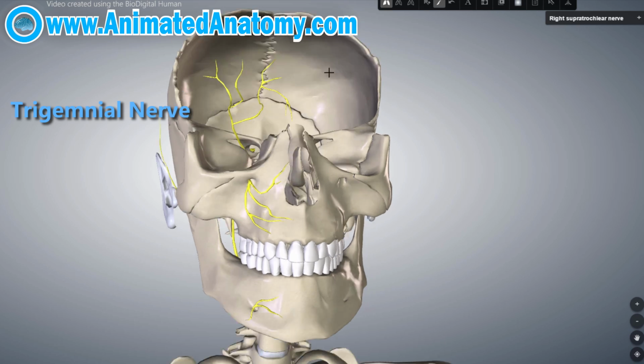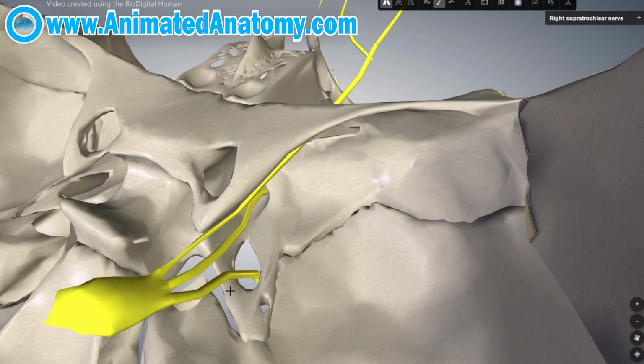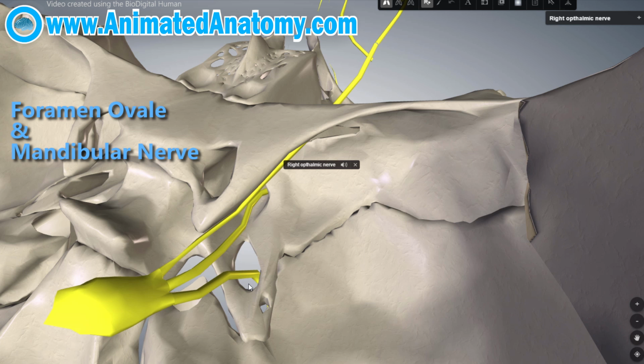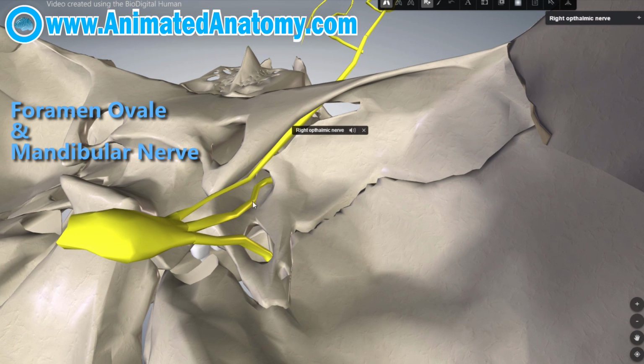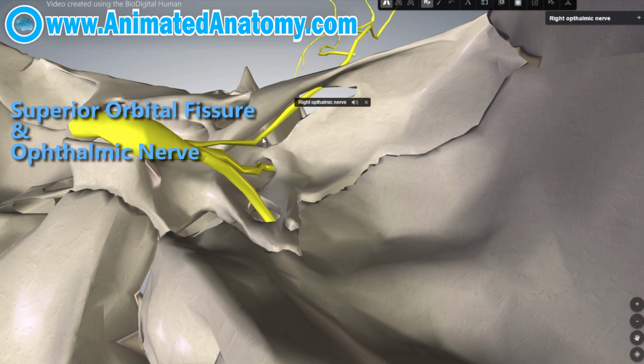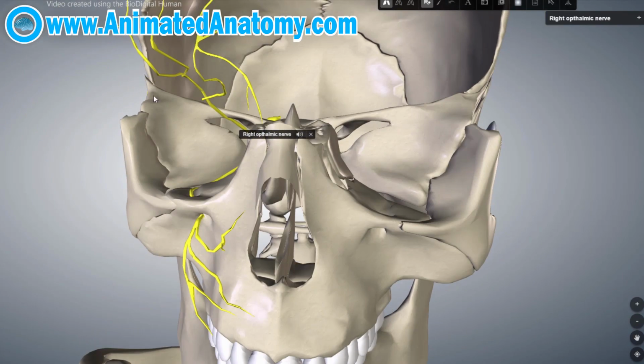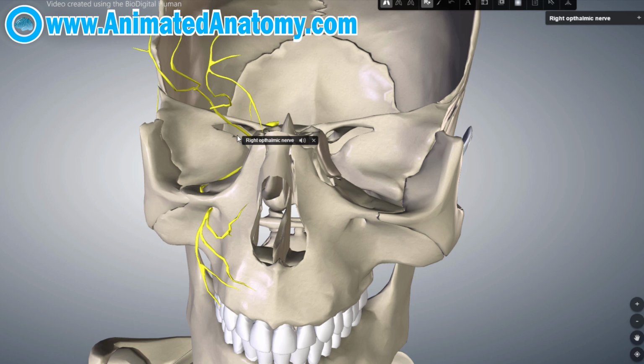If I remove the frontal bone and we zoom in here, this is the trigeminal nerve and those are the branches. So this one right here passing through the foramen ovale is the mandibular nerve, while this one here passing through the foramen rotundum is the maxillary nerve, and this one here passing through the superior orbital fissure is the ophthalmic nerve. Now, why is this a superior orbital fissure? Because it's right here where the eye is.